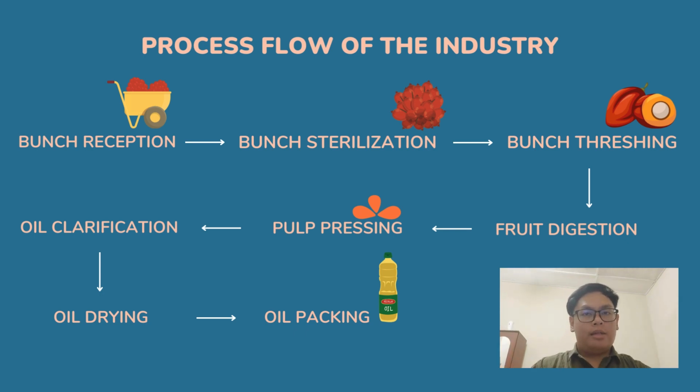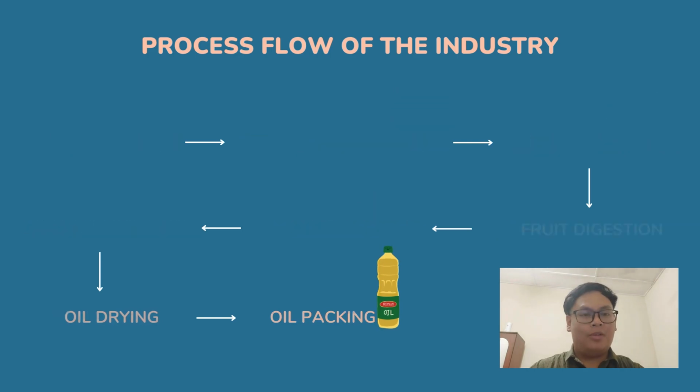The next step is oil drying. By reducing moisture content, palm oil becomes more resistant to oxidation and has a longer shelf life. The last process is oil packaging, where the extracted raw palm oil is packed and ready to be distributed to the next customer. Thank you.